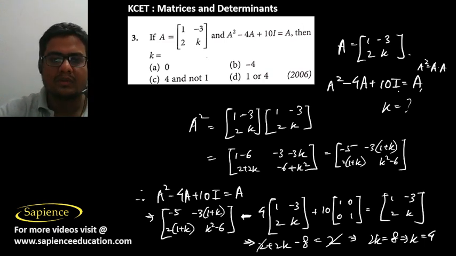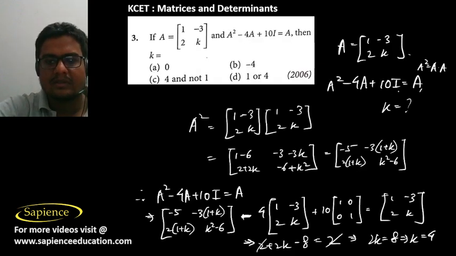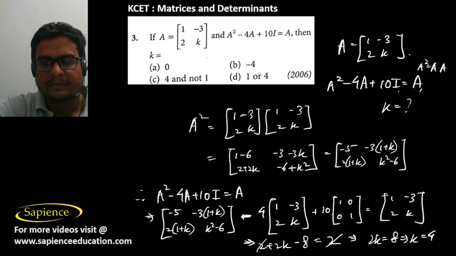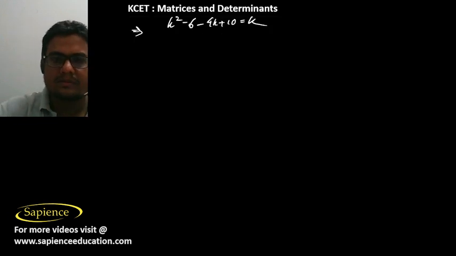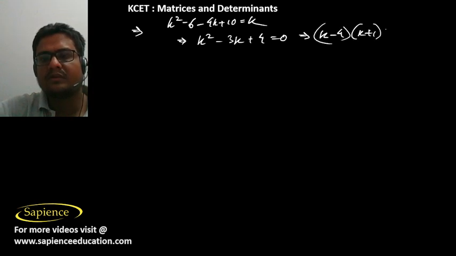So it should be 4 only and not 1. Why? If I take k square minus 6, from here we can also have k square minus 6, then minus 4k plus 10, that is equal to k. So from here we get k square minus 3k plus 4 equal to 0. So from here we get k minus 4 into k plus 1 equal to 0. So k is equal to 4 or k equal to minus 1.